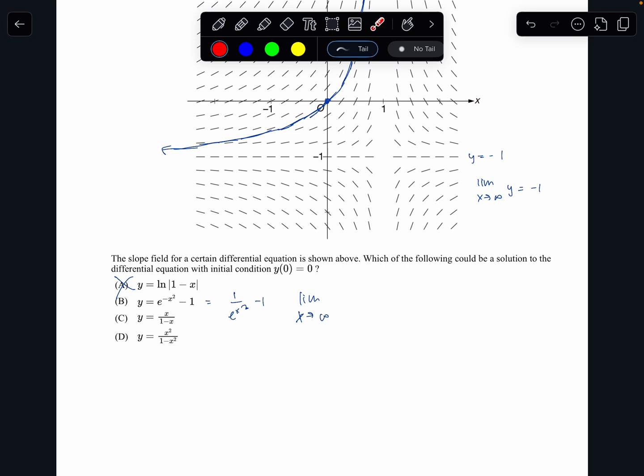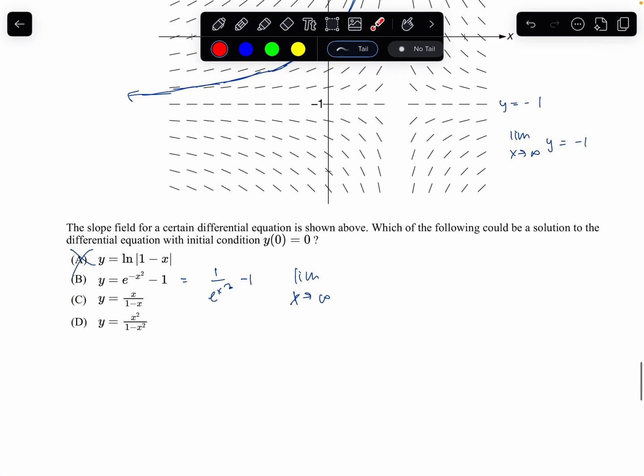Oh, wait, hold up. Can't be this one right here. Because if I plug in -1, 1 minus -1 squared, that's going to be 1 minus 1. So this one should not work, because this one should also have a vertical asymptote at x equals -1. So, okay, it has to be between these two right here.